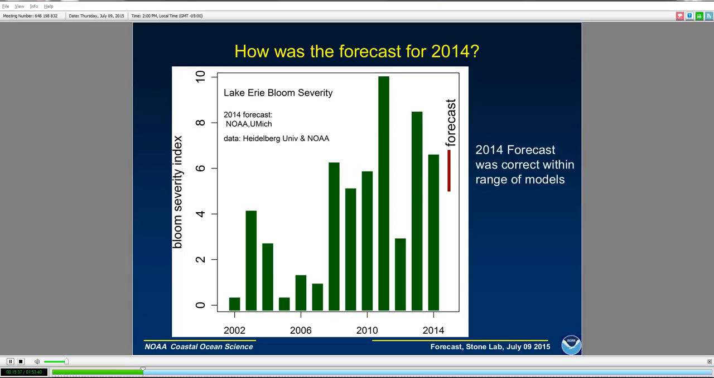And we had forecast around a 6 in severity, where 2011 is a 10, and 0 would be absolutely no bloom at all. And the forecast range, you could see the actual event last year from a biomass and severity was pretty much within what we predicted.